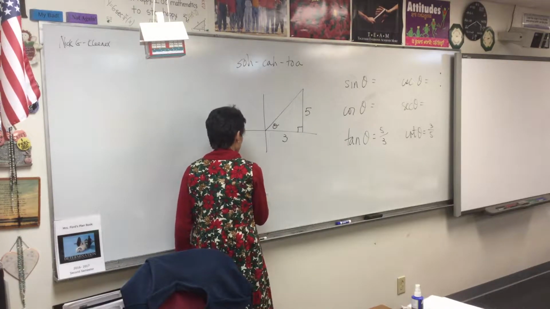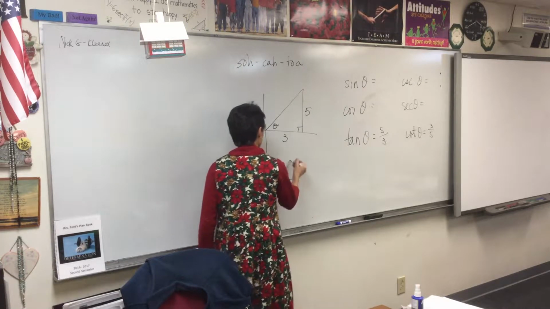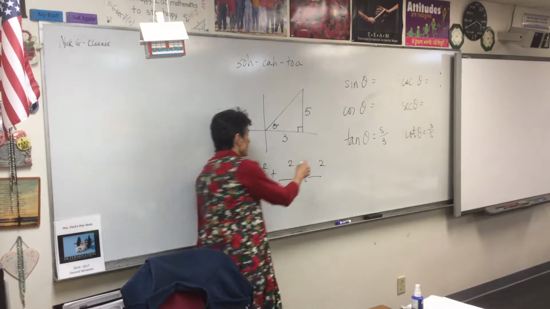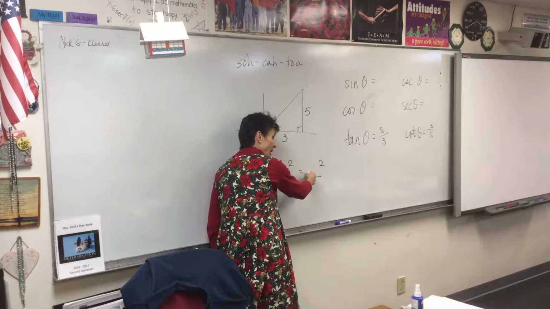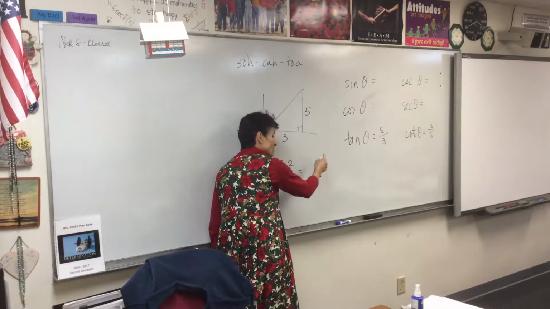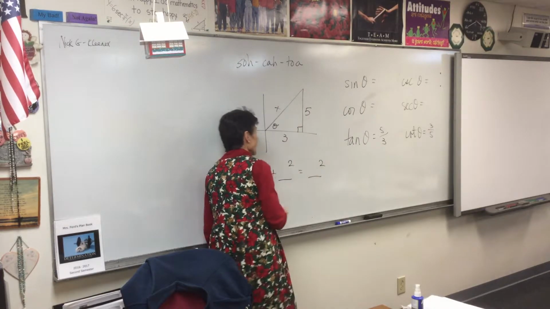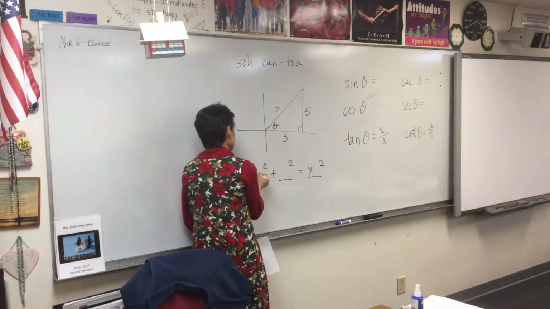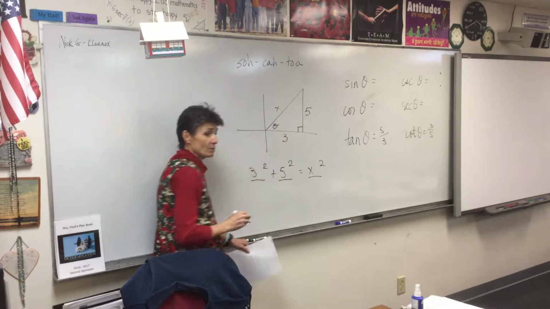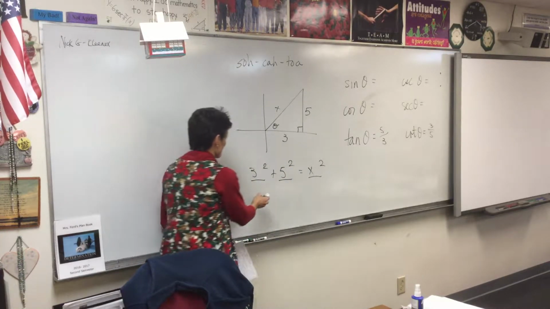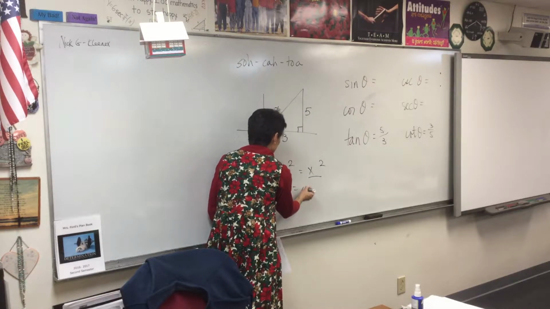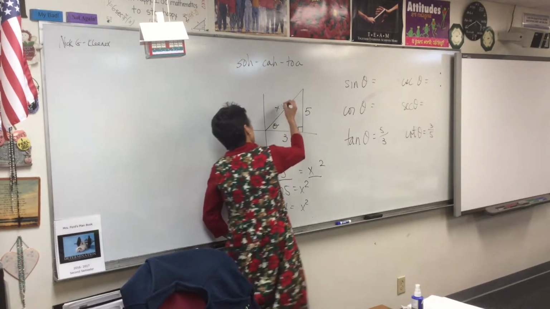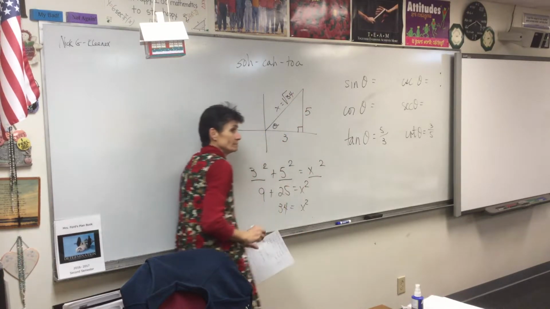Remember, the Pythagorean theorem is something squared plus something squared equals something squared. Here always goes the hypotenuse. It doesn't matter what goes here. The hypotenuse goes here. In this case, the hypotenuse is the one I don't know, right? So I have 3 squared plus 5 squared equals x squared. So 9 plus 25 equals x squared equals 34. So x equals the square root of 34.